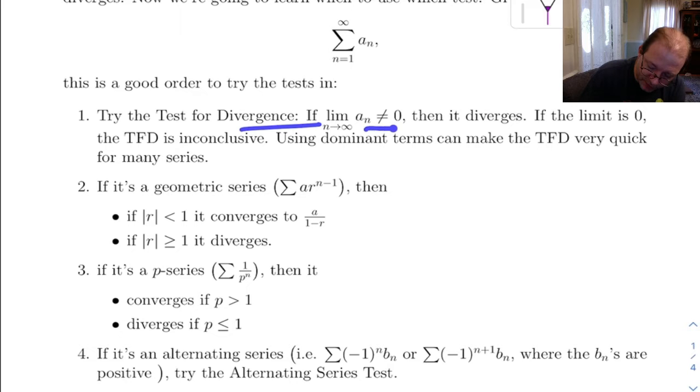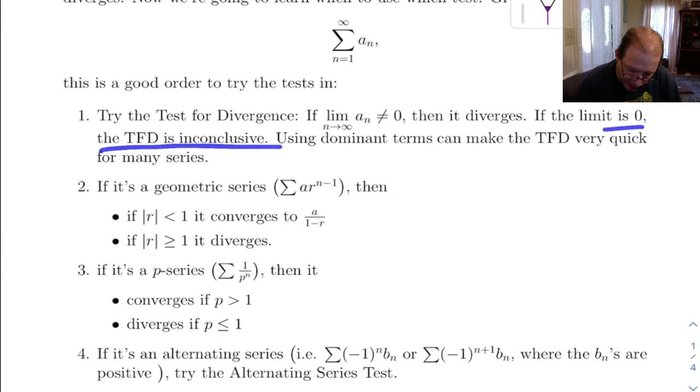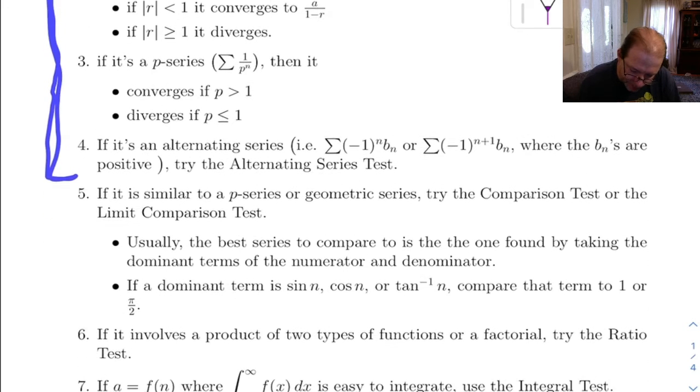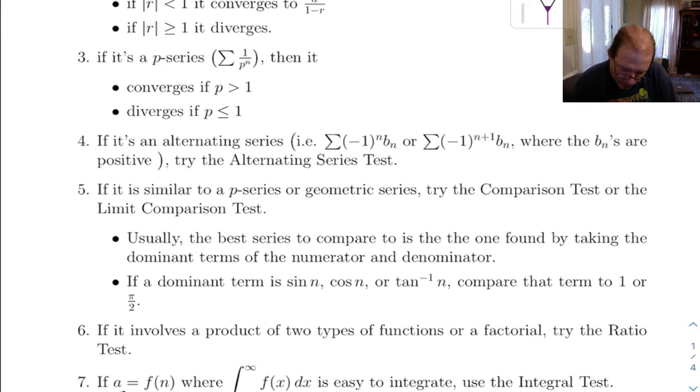The test for divergence says if the terms don't go to zero as n goes to infinity, it's going to diverge. Sometimes you can have something complicated, and this will take immediate care of it. But most of the time, the limit's going to be zero, meaning that the test for divergence doesn't tell you anything. So if that doesn't work, then if it's geometric or P-series or alternating, you want to try that. If it's not, then one of the comparison tests is probably the thing you're going to wind up using.